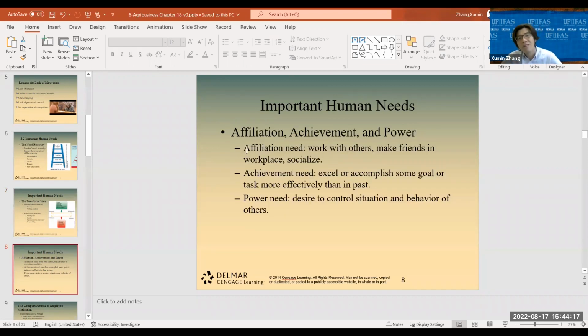The next one is very simple: affiliation, achievement, power. Also like the needs hierarchy, but they focus more on the high level. Affiliation is more similar to the social needs. The achievement need is the self-actualization need, and the power need, I would say, is esteem. You want power, you want respect, you want recognition, and you also want respect from others, your positive self-image.